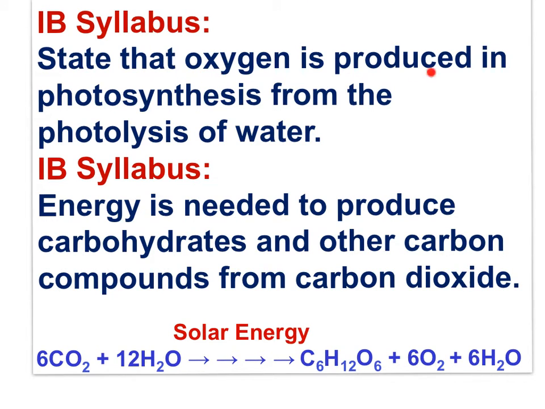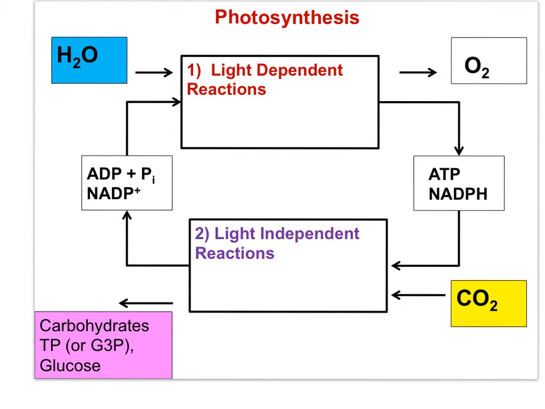State that oxygen is produced in photosynthesis from the photolysis of water. Energy is needed to produce carbohydrates and other carbon compounds from carbon dioxide. Photosynthesis broadly has 2 sets of reactions: the light-dependent reactions and the light-independent reactions. The light-dependent reactions require water, and light results in the photolysis of water, and oxygen is given off as a waste by that process.